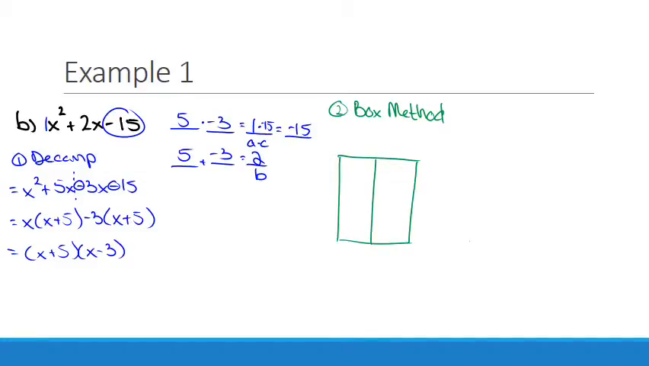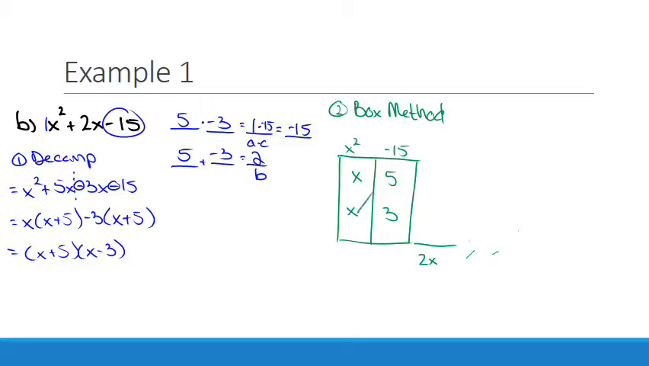Okay, ax squared, that ends up being just x squared. The c value is negative 15, and then my magic numbers have to add up to just 2x. So with the box method, when a equals 1, the left side's a joke. It's always just x and x. Now, negative 15, you can play around with those numbers. 5 and 3 always pop up.